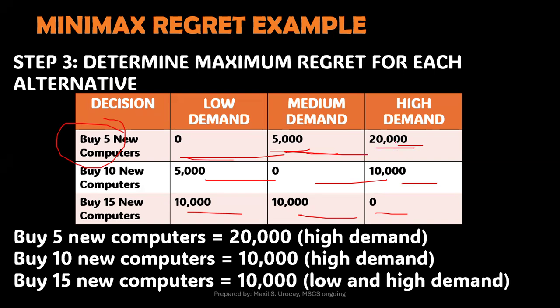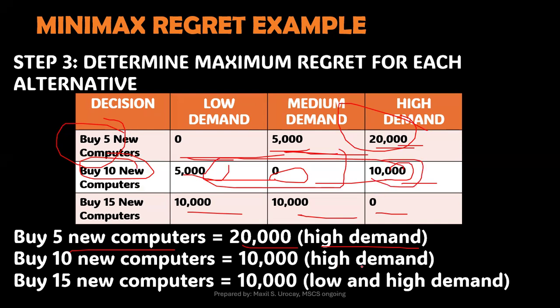So we want to identify the maximum regret value. The maximum regret value is 20,000, which is for high demand when buying 5 new computers. What about buying 10 new computers? For low, it's 5,000. For medium, it's 0. For high, it's 10,000. So the maximum in that case is 10,000, for high demand. And for buying 15 new computers, comparing low, medium, and high: 10,000, 10,000, and 0. Therefore, it will be 10,000 for both low and high demand.